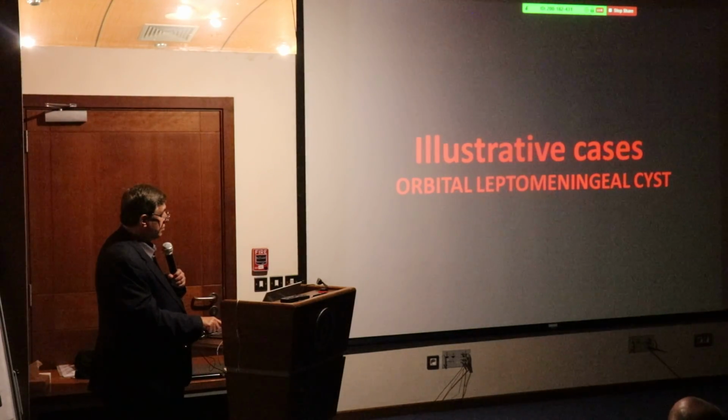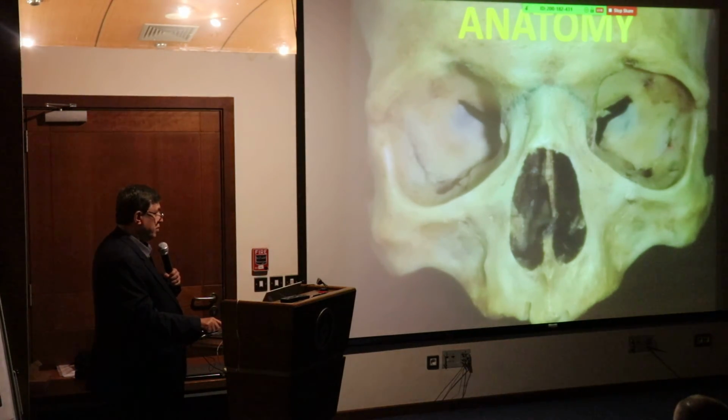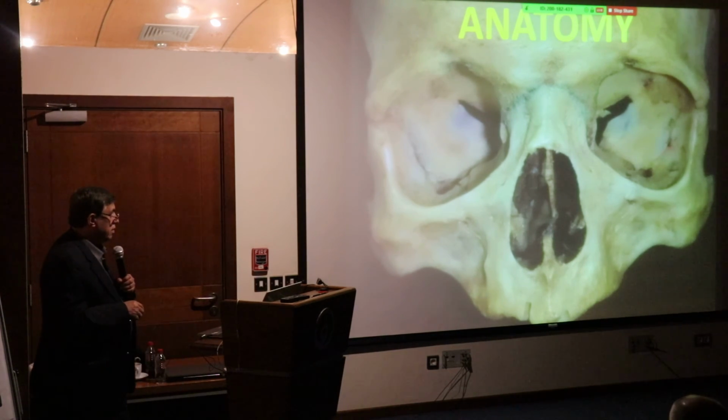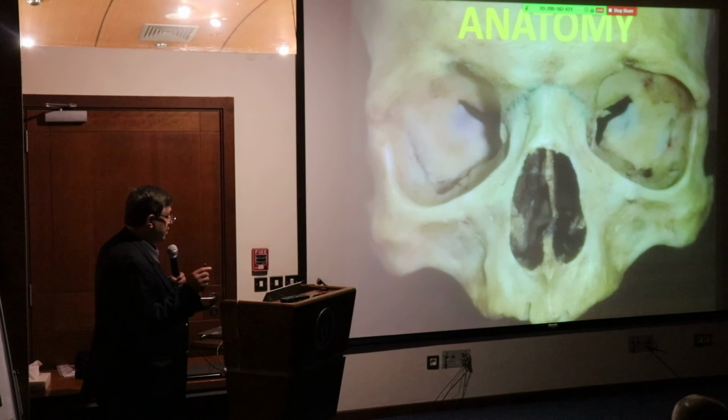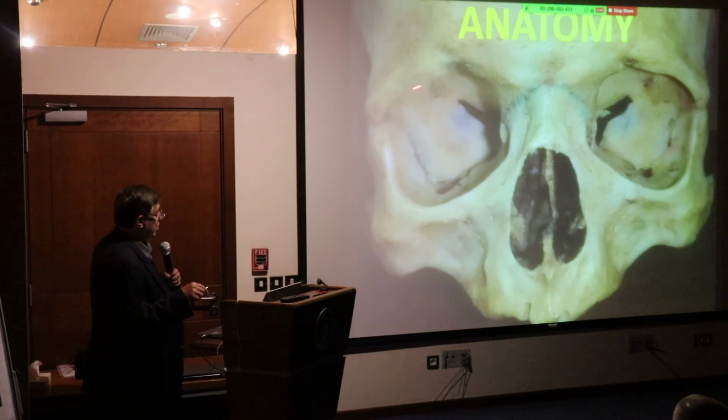Some cases of orbital leptomeningeal cyst. Again, we have to remember the anatomy. The rule of 7 in the orbit: 7 bones, 7 arteries, 7 veins, 7 nerves. The roof of the orbit is made by the orbital plate of the frontal bone. So the lesion will be here. This is different from the blowout fracture of the orbit floor. This is a totally different story.